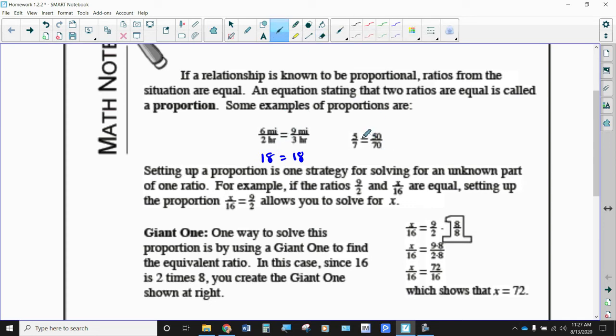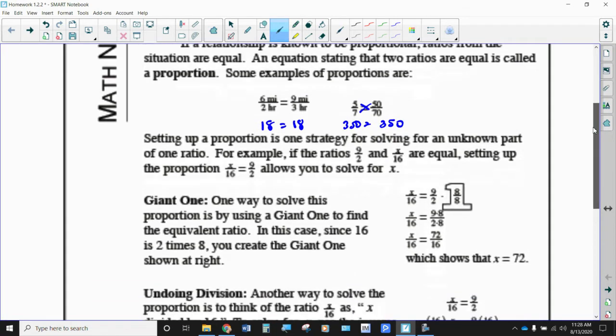Same thing applies here. If I take 5 times 70, that is 350. And if I take 7 times 50, that is also 350. So with that in mind, when we know that the cross products will be equal to each other, then we can solve for a missing piece if we've got 3 parts of the 4 parts. So 9 over 2 is equivalent to what over 16? So there isn't just one way to solve these.